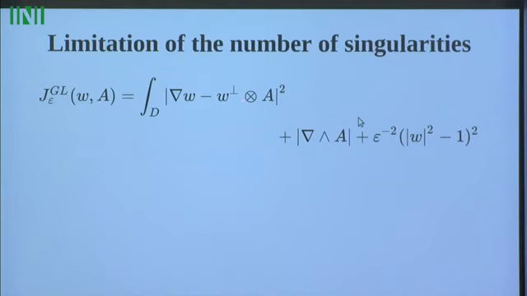product tensor with A, where A is a potential, plus the rotational of A to the square, sorry for the square missing here, plus epsilon minus 2, the norm of W to the square minus 1 to the square. So when you minimize this function, it has two purposes. The first one is to impose that the norm of W is indeed equal to 1. And the second one is to limit the number of singularities.